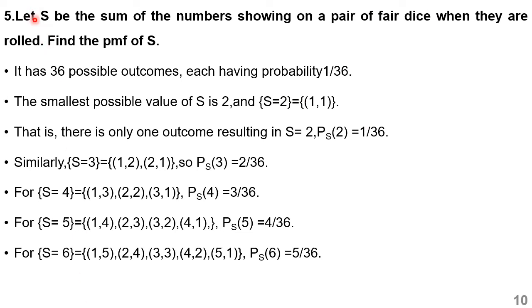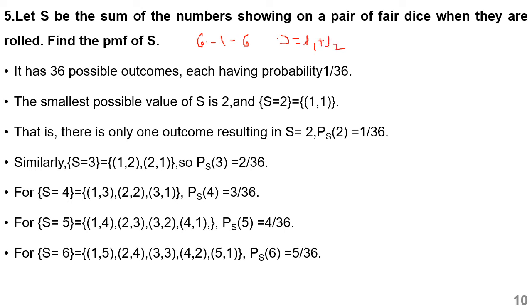Let us take the fifth problem. Here x is defined as the sum of the numbers showing on a pair of dice when they are rolled. Find the PMF of x. So each die has got 6 numbers varying from 1 to 6, and here we have 2 dice. So x is the sum of dice 1 plus dice 2.